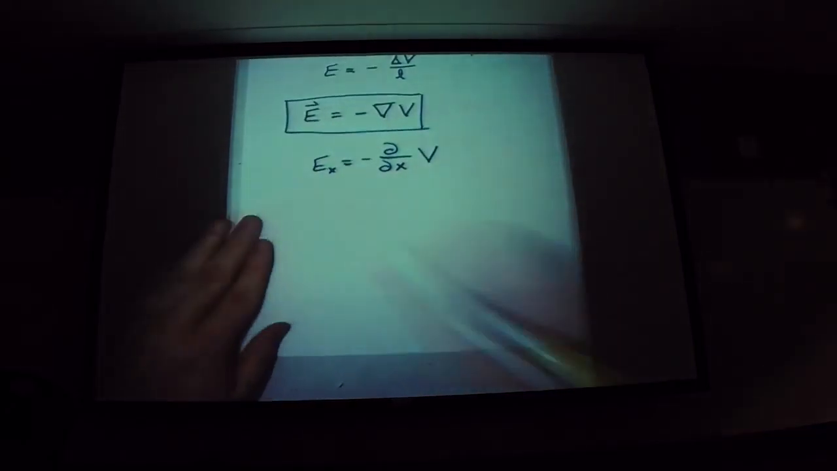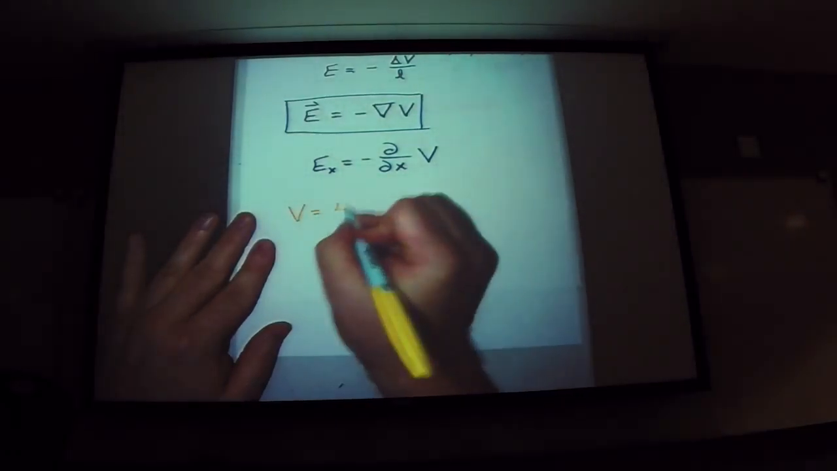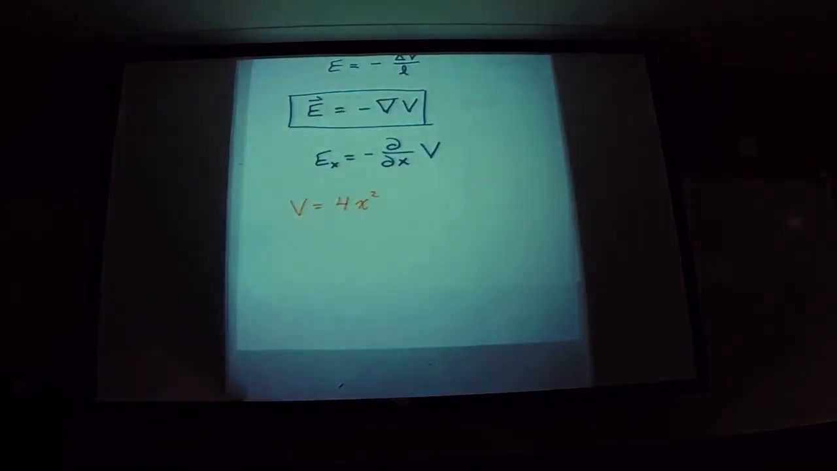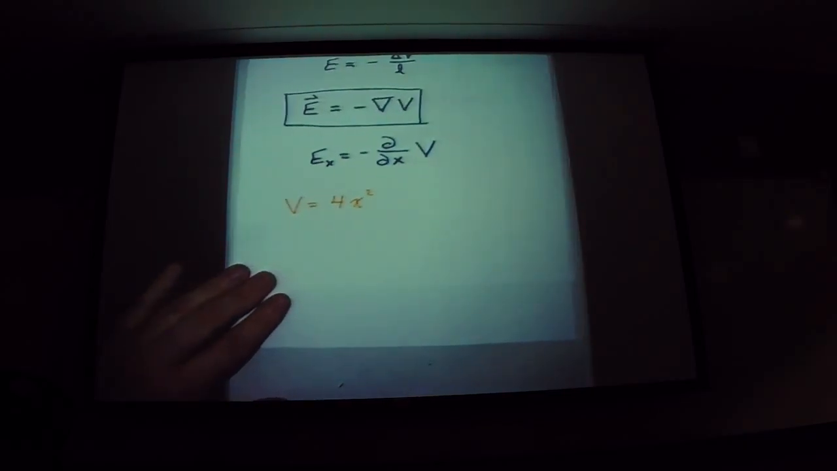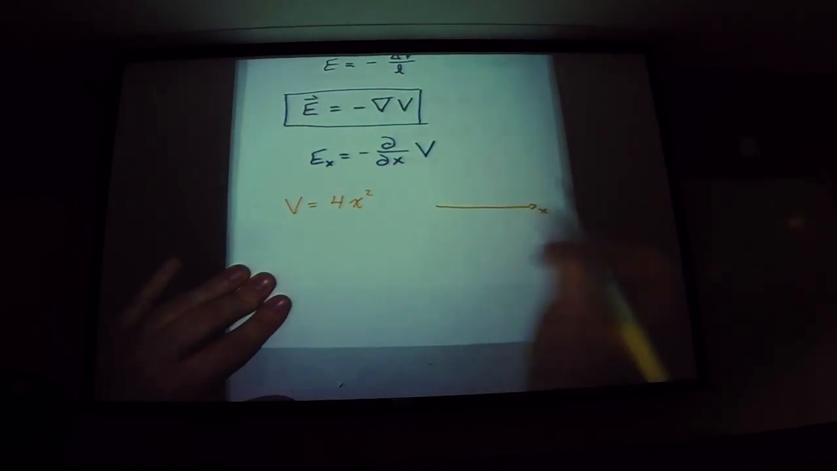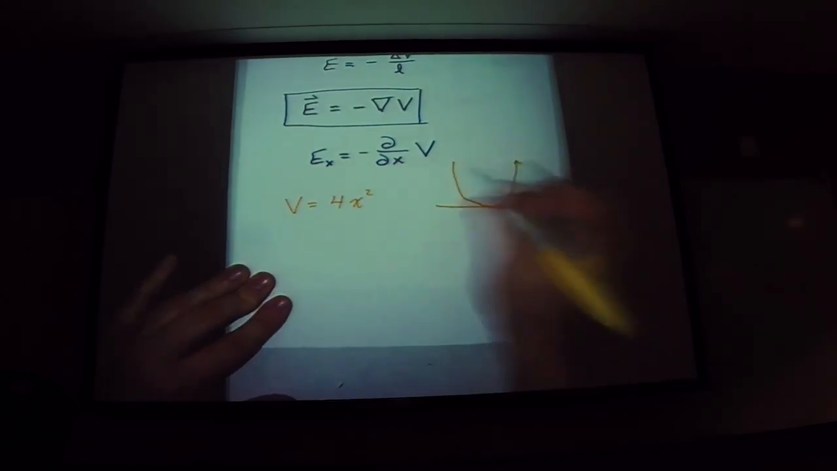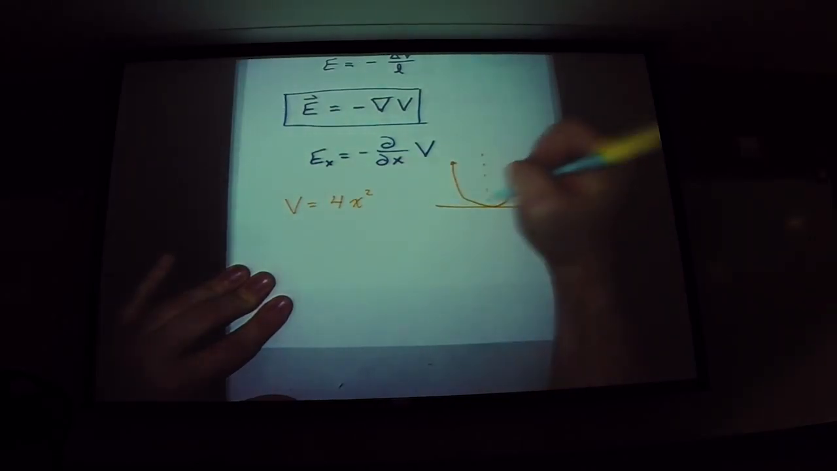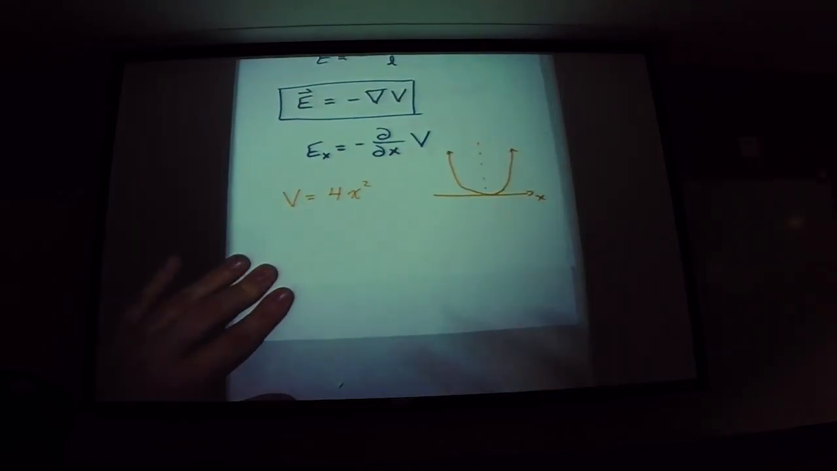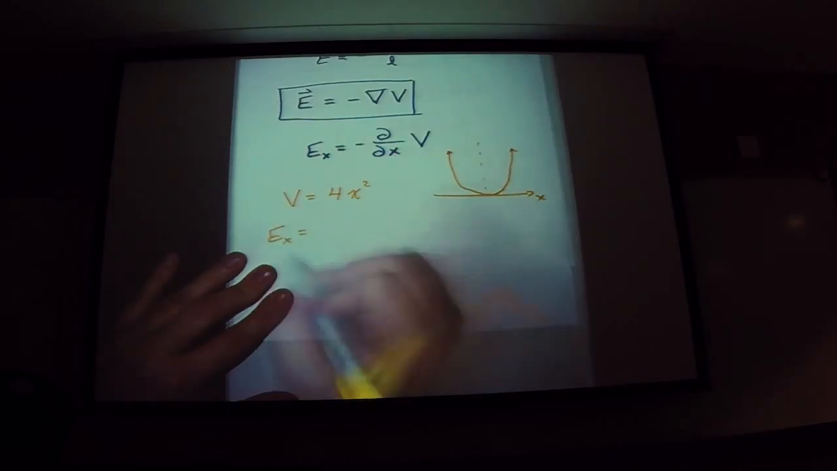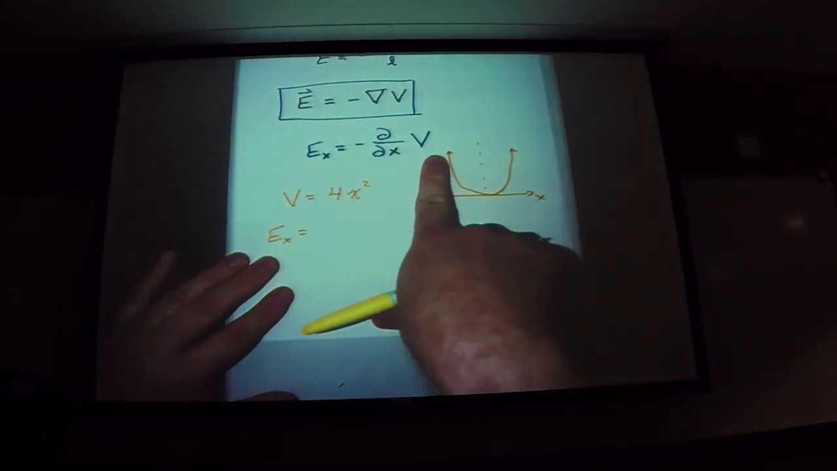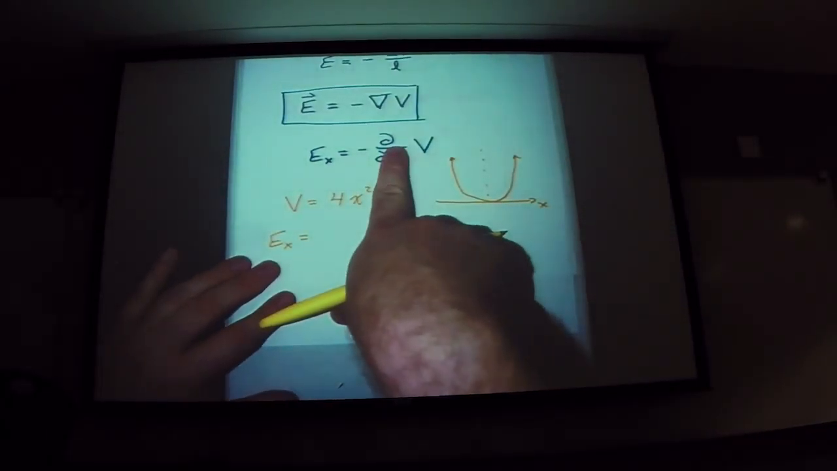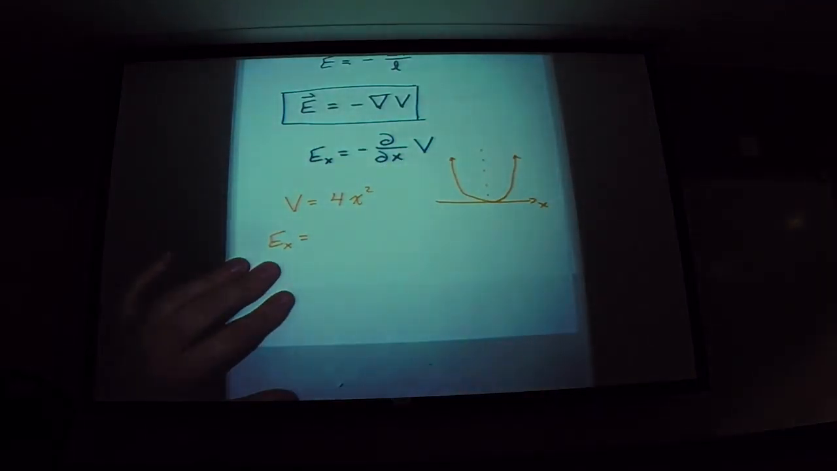So if my voltage is equal to 4x squared, say, in the x direction, that's my voltage as a function of x. I can find the electric field in the x direction at any point along that axis simply by taking the derivative with respect to x. What this little funny d thing is, if I've got other variables in the derivative, I treat those as constant numbers.